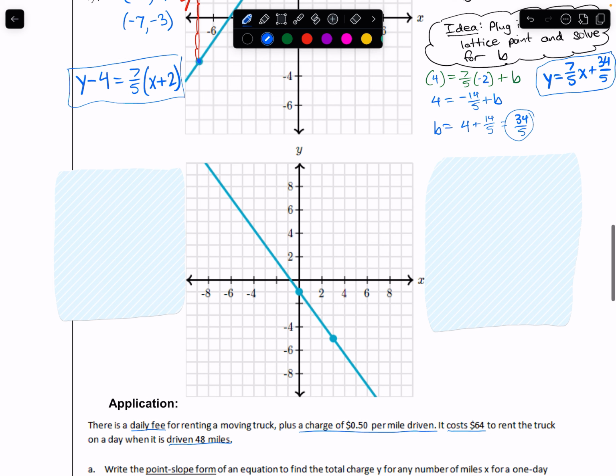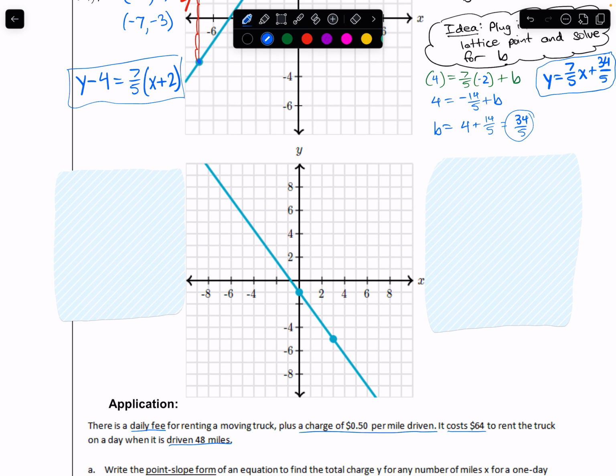Okay, try to come up with an equation for the line in the second graph. You can use either method. I'll show you both solutions in just a moment.